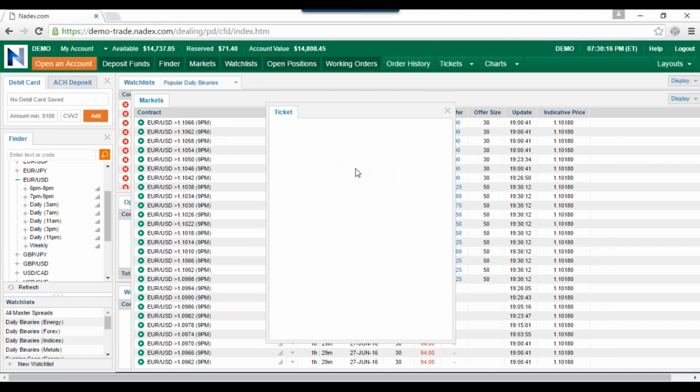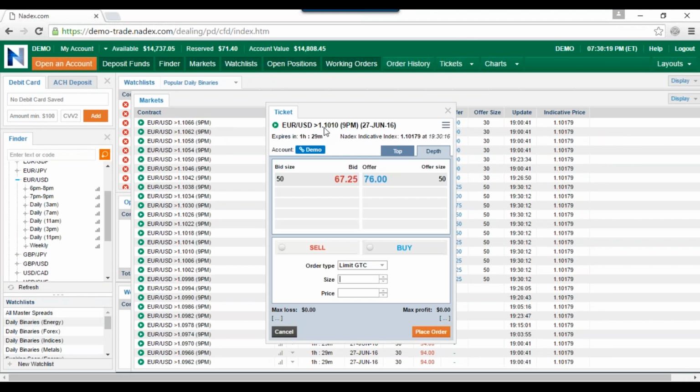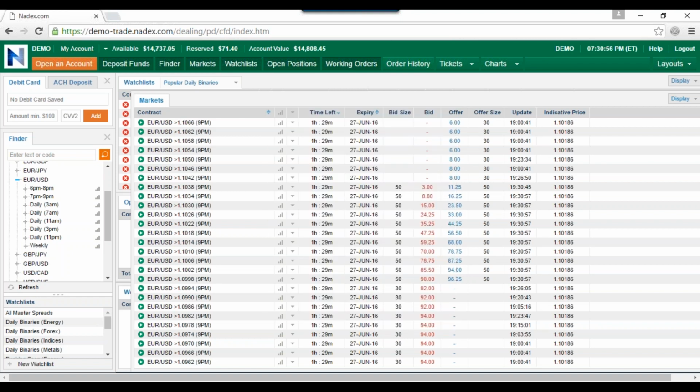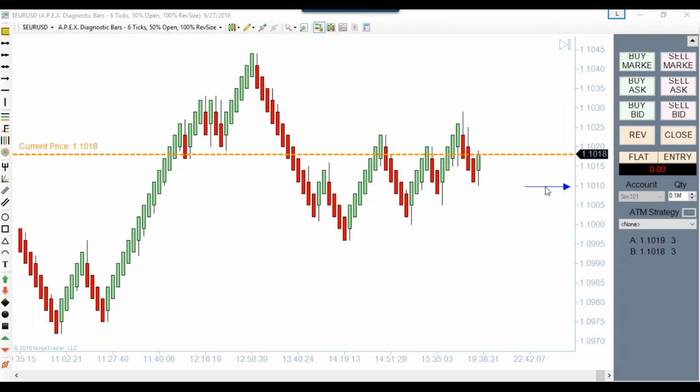See, when I open this ticket, all I'm buying here is I'm saying that the euro dollar will be greater than 1.1010 at 9 p.m. Notice the indicative, 1.10179. See how there's an extra number here? So all I need this to be is greater than 1.1010. So if it's 1.10101, I'm good, right? Because 1.1010 is not greater than 1.1010. Okay? So I have a lot more options now, don't I?